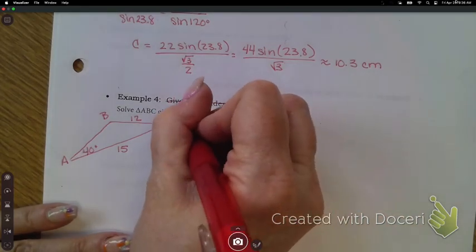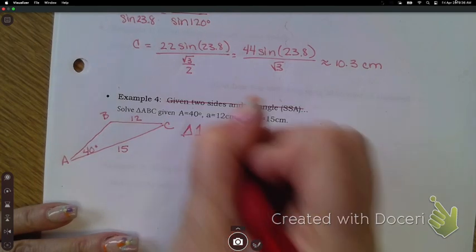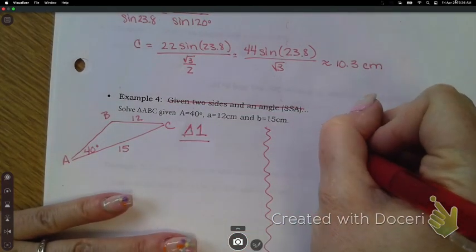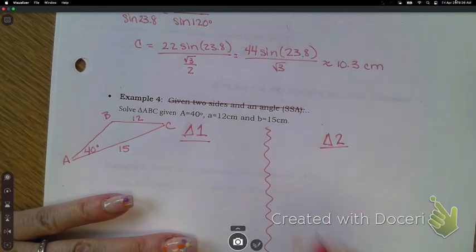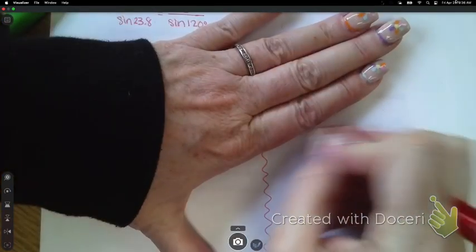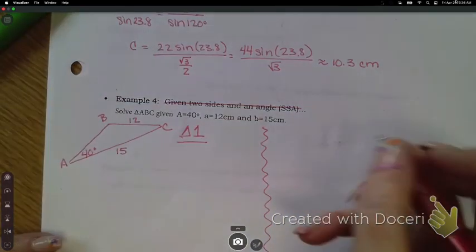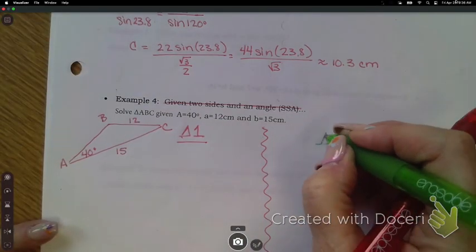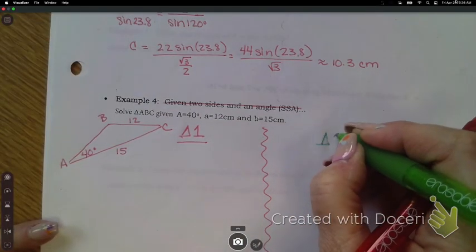And I put a triangle 1, really high-tech labeling. And I put a triangle 2. Would you guys like me to do 1 and 2 in different colors? Okay. And any time I use triangle 1 stuff, I'll put it in red. We'll do that. And maybe that will help see.